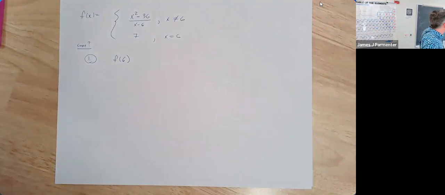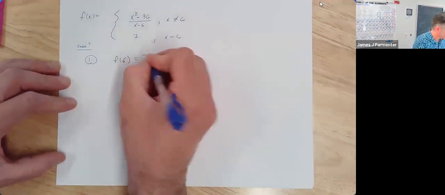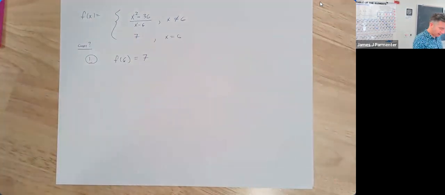I know it feels kind of silly, like they told us what it was. They said if x is 6, then your function is 7. f of 6 is exactly 7. That's it. All right, how about the limit?